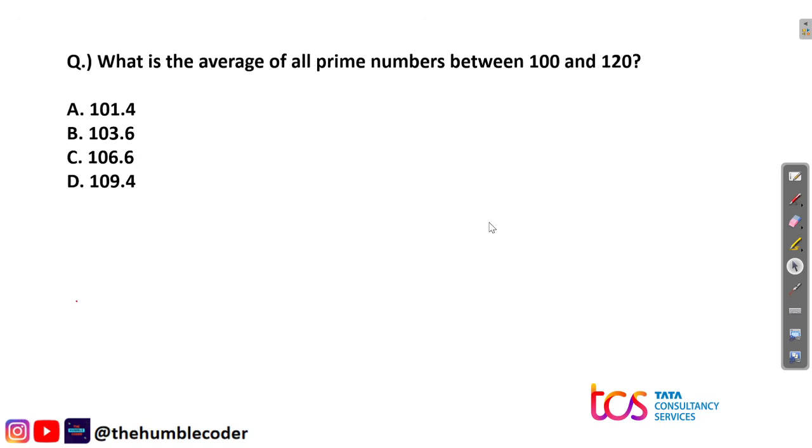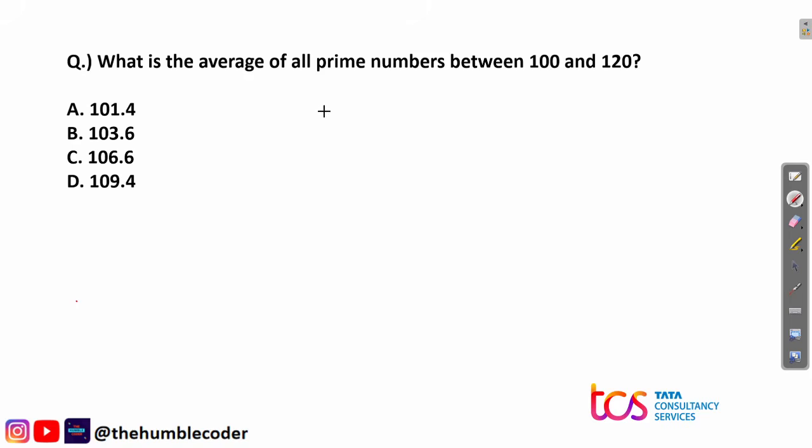What is the average of all the prime numbers between 100 and 120? This kind of average based question is also regularly asked in the TCS BPS exam. So let's try to find out. We have the options. First let's find our solution, then we will match it with our options. So what we are asked is to find the average of all prime numbers between 100 and 120.